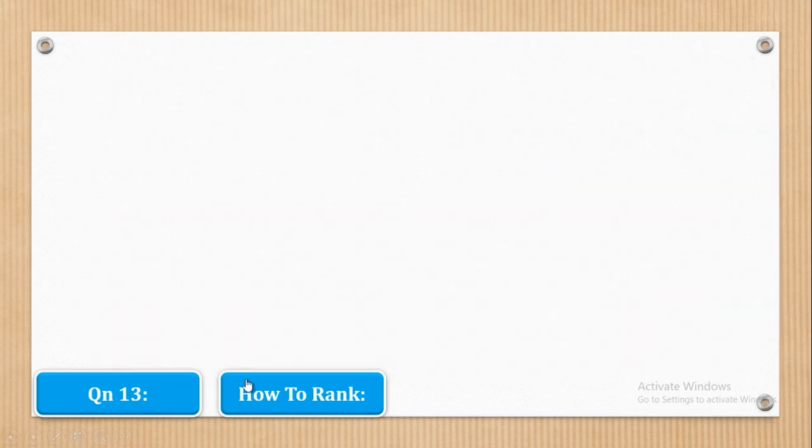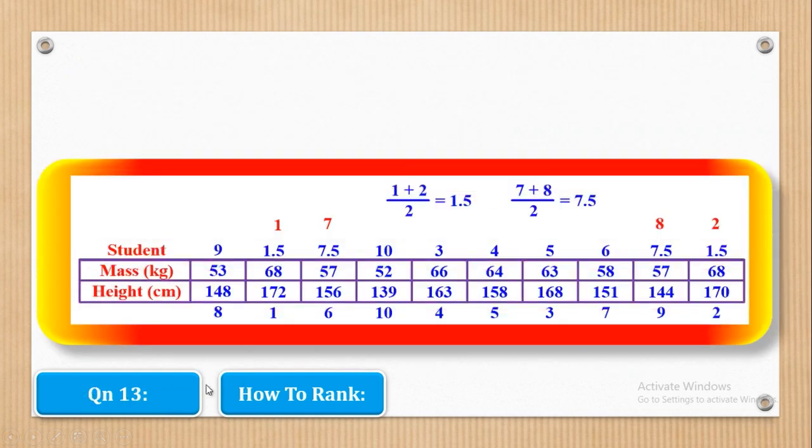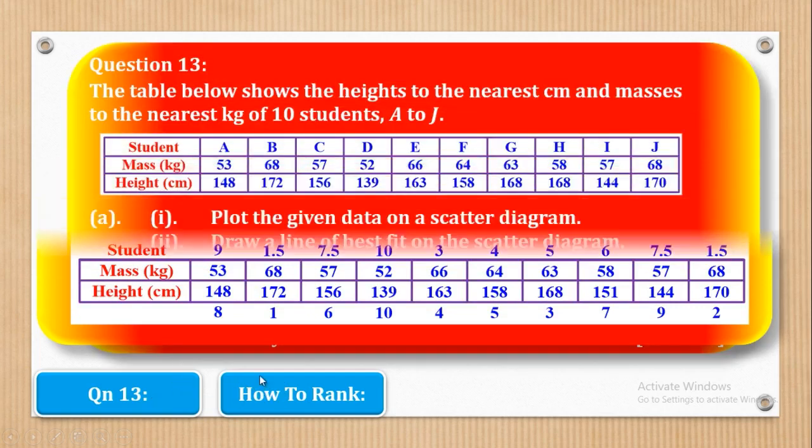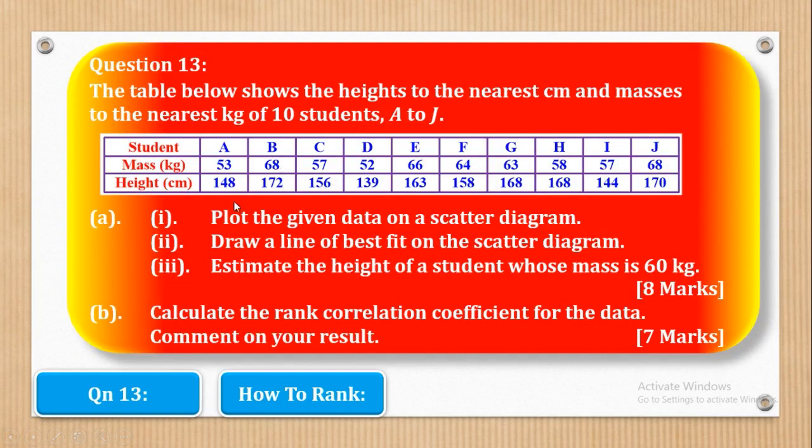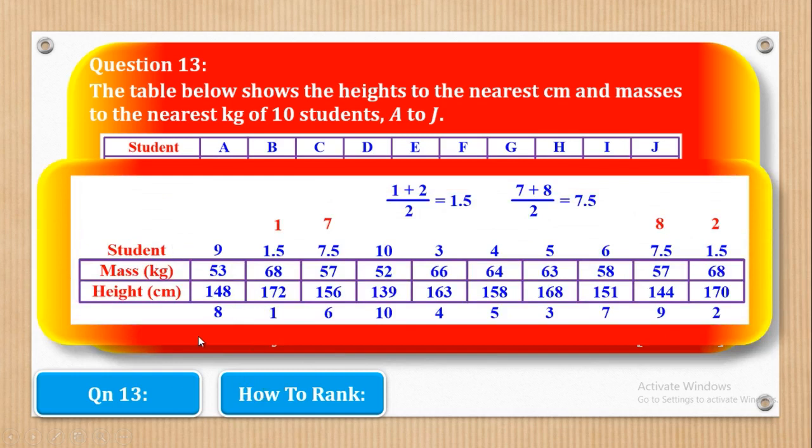So first of all, you have to know how to rank. Now how is ranking done? Just go on your question paper before you write the solution. Go on your question paper and start to rank on that question paper. So let us rank on our question paper. So this is the table.